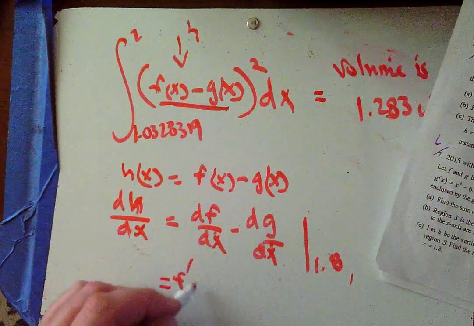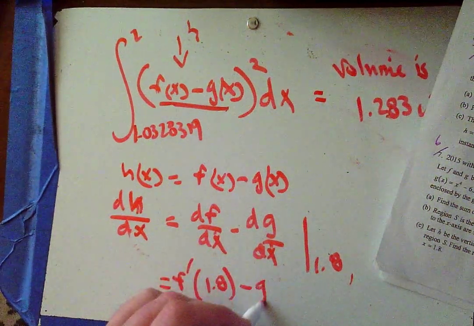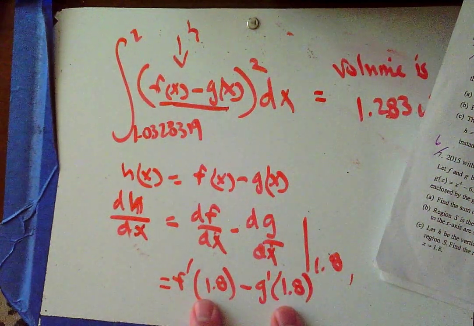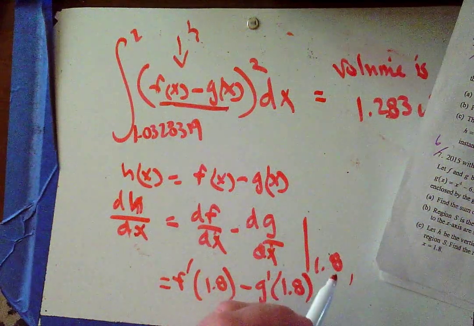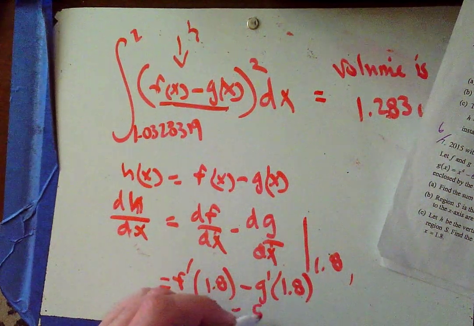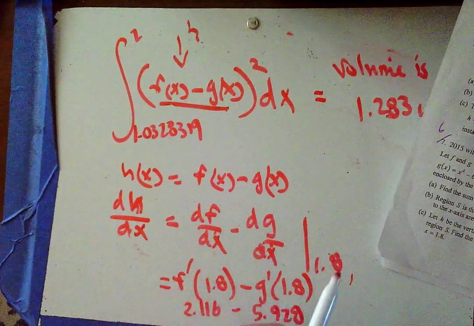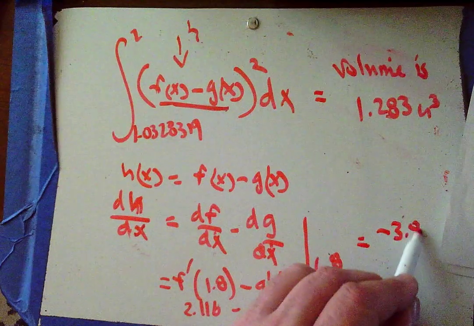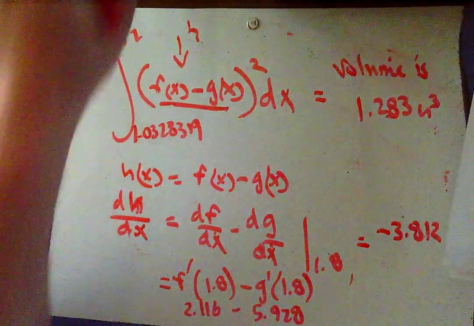So I need f prime at 1.8 minus g prime of 1.8, and I can find these using nDeriv on each of them. I ended up with 2.116 minus 5.928, so I got that dh/dx was equal to negative 3.812. Okie dokie. There is part C for number 6. Let's take a look at 7.